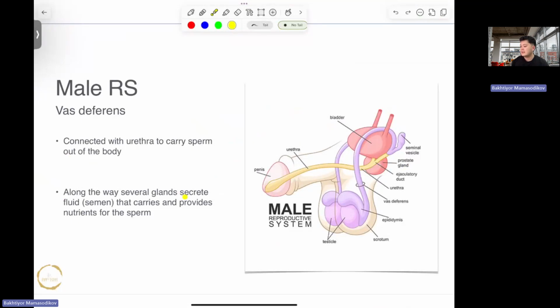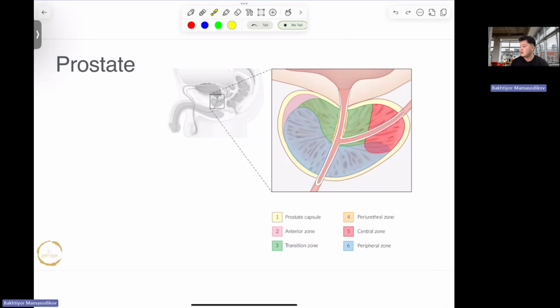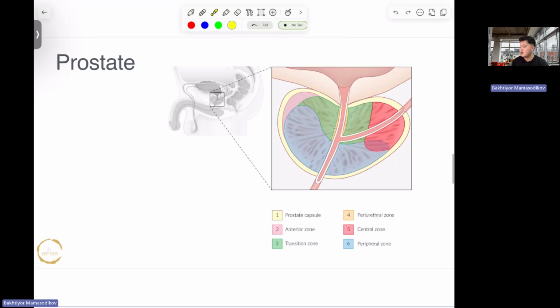Along the way, several glands secrete fluid. For example, the seminal vesicles produce fluid that provides nutrients for the sperm, and also carries the sperm, okay? And also here you can see the prostate. These are the zones of the prostate. It's not necessarily important for exam purposes. This is just an illustration of the prostate.